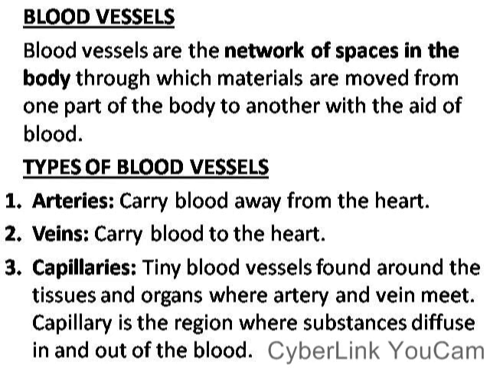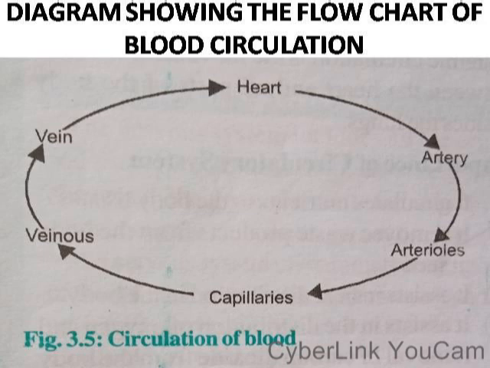Number 3, capillaries are the tiny blood vessels found around the tissues and organs where artery and vein meet. Capillary is the region where the substances diffuse in and out of the blood. This diagram shows the flow chart of blood circulation. Look at it. Here is the heart. The blood moves away from the heart and passes through the artery. That is why we say that the artery carries blood away from the heart.